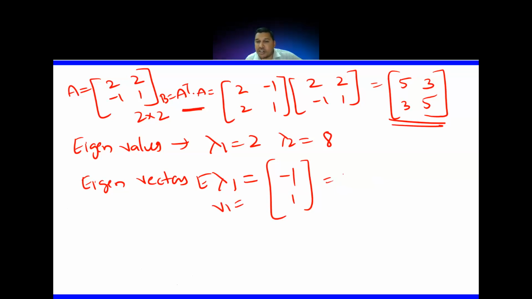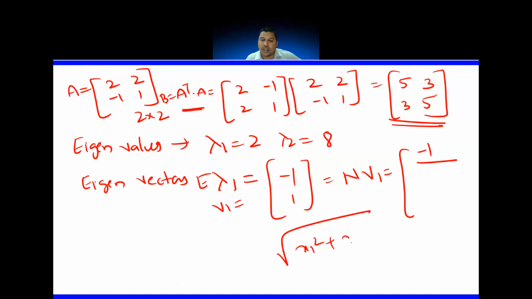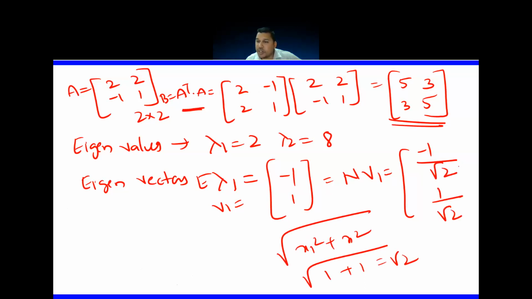How to normalize this? The normalized vector V1 is minus 1 divided by the square root of x1 square plus x2 square. So the square root of minus 1 whole square is 1 plus 1 whole square is 1, so the square root of 2. So minus 1 by square root of 2, 1 by square root of 2. This is my normalized vector V1.